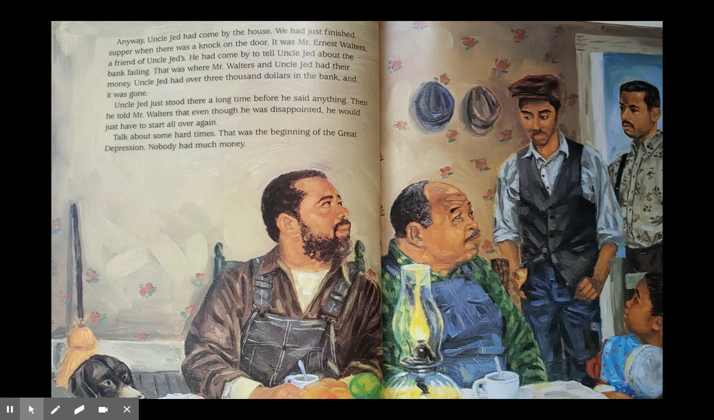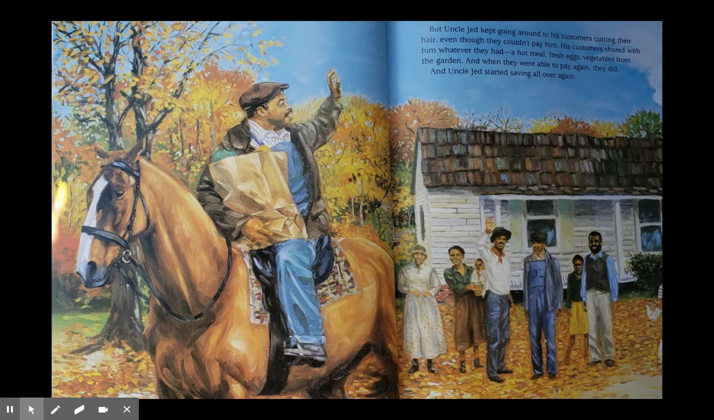Talk about some hard times. That was the beginning of the Great Depression. Nobody had much money. But Uncle Jed kept going around to his customers cutting their hair. Even though they couldn't pay him, his customers shared with him whatever they had: a hot meal, fresh eggs, vegetables from the garden. And when they were able to pay again, they did. And Uncle Jed started saving all over again.